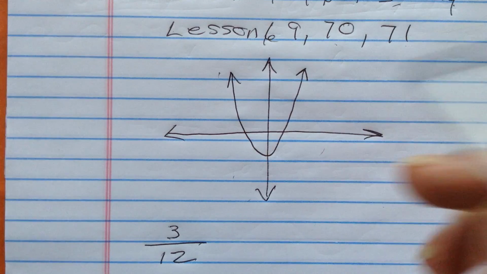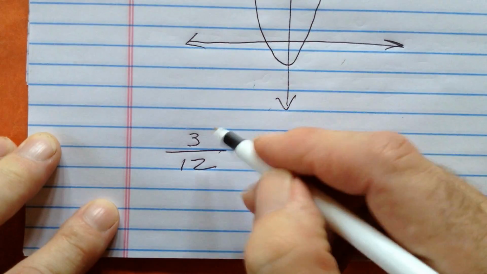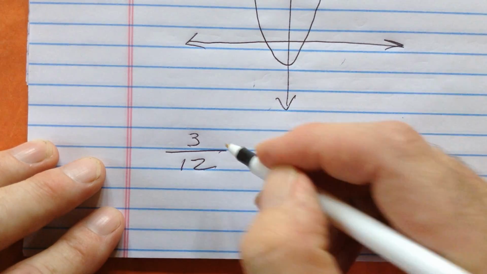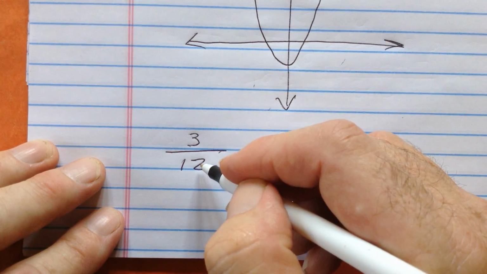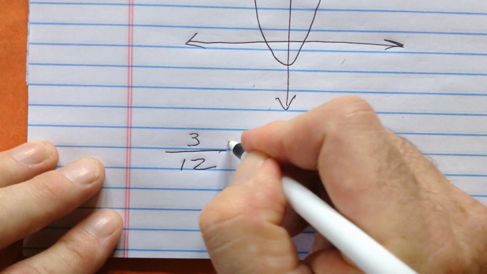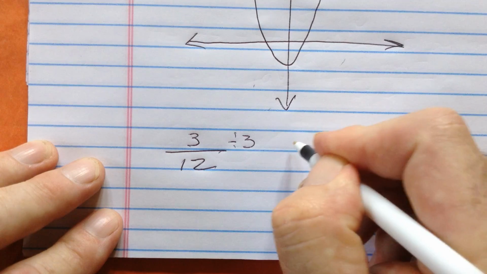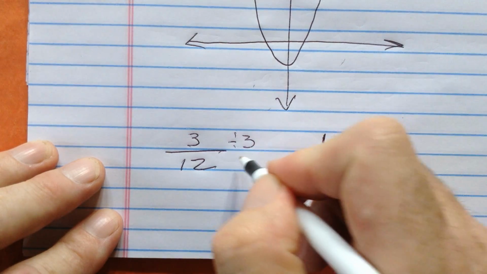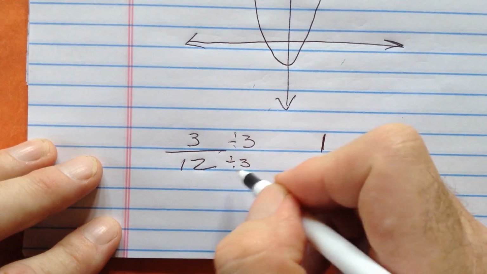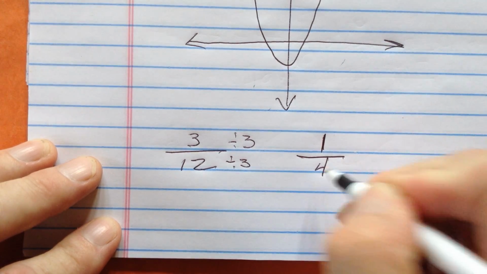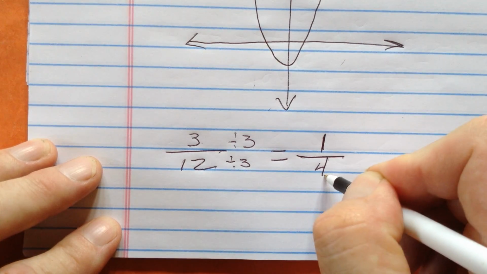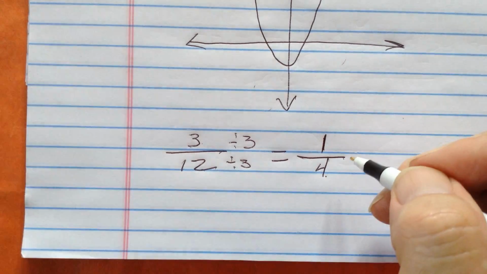For example, just like here, reducing 3 over 12. When you're reducing a fraction, you notice the greatest common factor here is going to be 3. So this can be reduced down. If I divide this by 3, it becomes a 1. And then I have to divide the bottom by 3. So 3 divided into 12 is 4. So 3/12 is the same thing as 1/4. This is just reduced down.